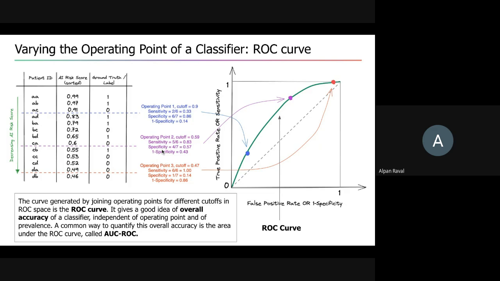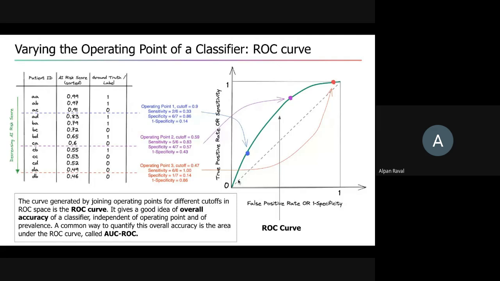Similarly, specificity is the proportion of negatives that are correctly detected. There are 7 negatives in this column, 7 zeros. Of those 7 zeros, 1, 2, 3, 4 are correctly detected by the AI. So the specificity is 4 sevenths, which is 57%. And then I can compute 1 minus specificity, and I have this purple point on the curve.